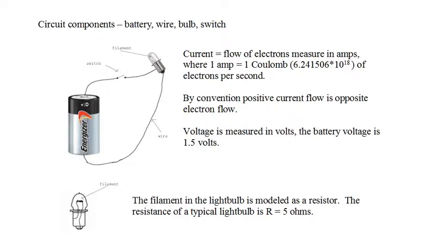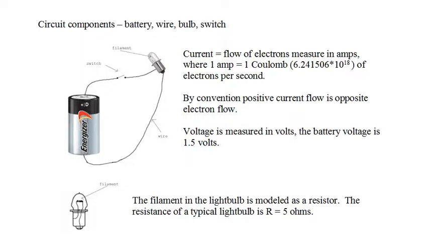The force that pushes the current through a wire is voltage, measured in volts. Batteries supply fixed levels of voltage. A flashlight battery supplies 1.5 volts. A copper wire presents essentially zero resistance to the flow of electrons. A resistor is a component that does resist the flow of electrons. The resistance of a resistor is measured in ohms.